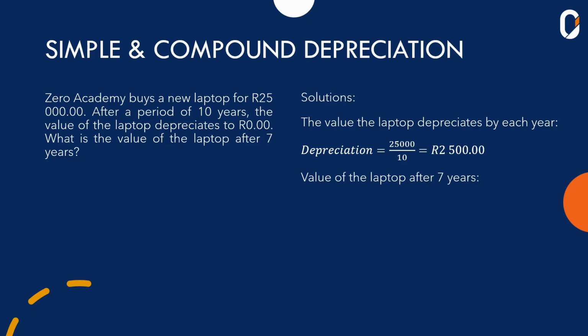And hence, to calculate the value of the laptop after 7 years, we're going to say A is equal to 25,000, which is the initial amount, minus 7, which is the number of years in which we're interested, multiplied by 2,500 rands. And hence, this laptop has lost 17,500 rands, and after this time, it will be worth 7,500 rands. And that is how you solve that particular question.